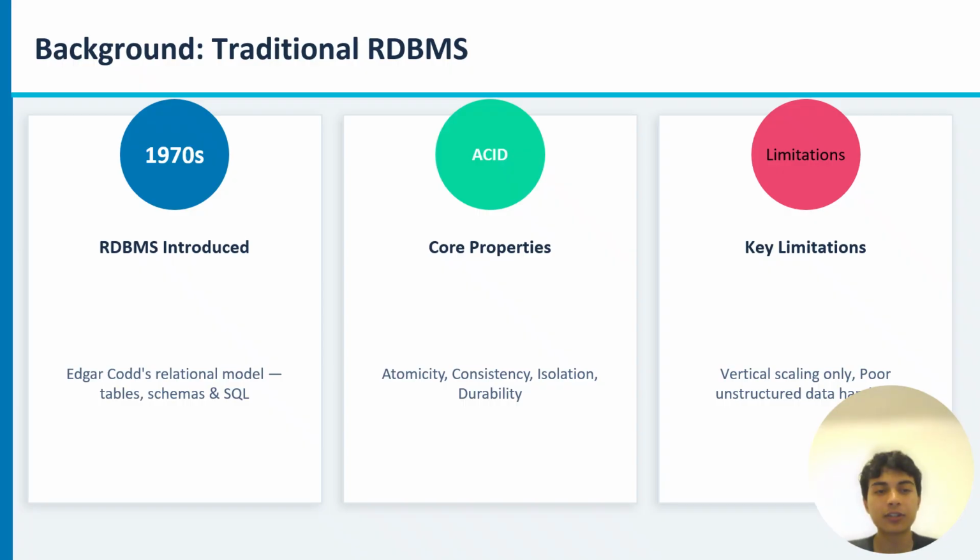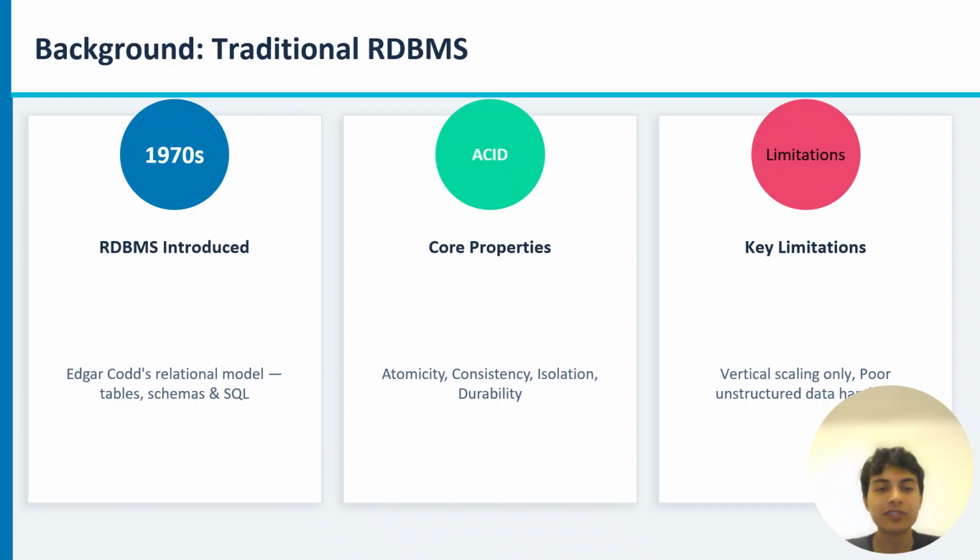So A stands for atomicity, which means a transaction is all or nothing. To take an example, in a bank transfer, money must be deducted from one account and added to the other account. If one part fails, the whole transaction is cancelled. C stands for consistency, which ensures the database always stays valid. For example, you cannot withdraw more money than your balance. The system enforces rules to keep data correct.